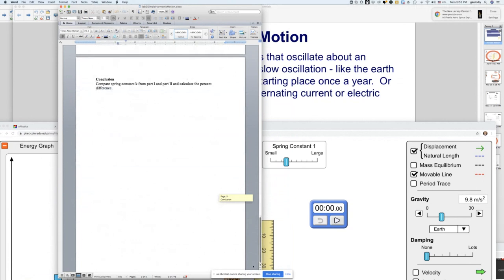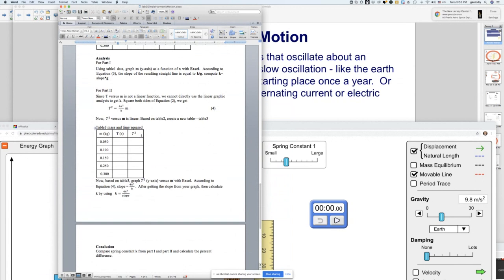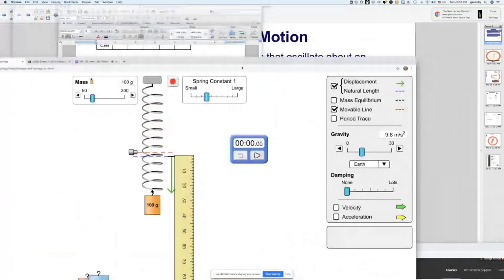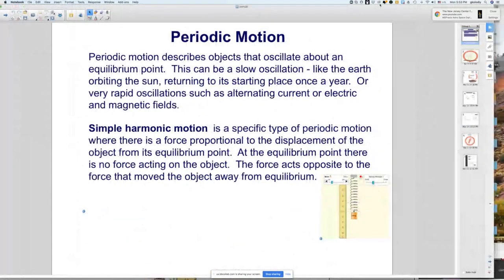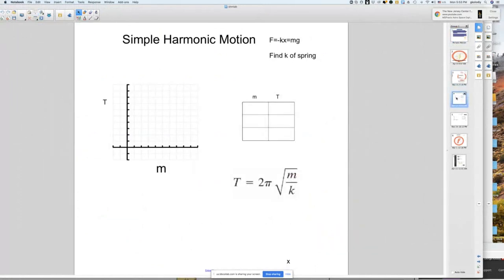And then you will make a graph of T squared versus m. The slope of the graph should be 4 pi squared over k. So when you calculate the slope, you should be able to find what k is, because that is the slope of that graph. Right?